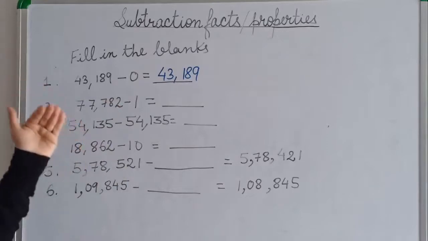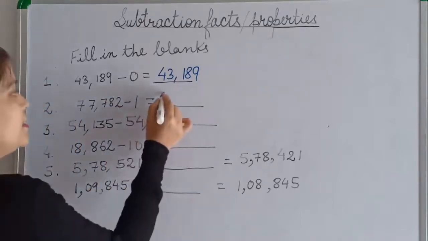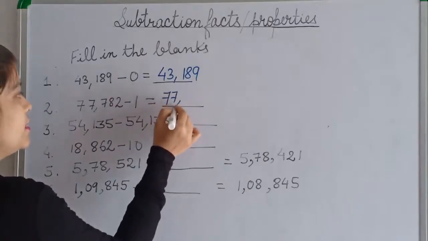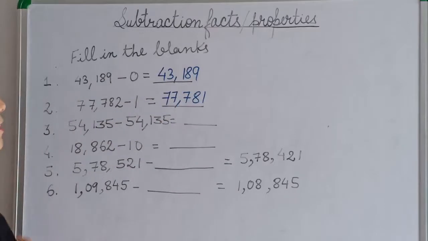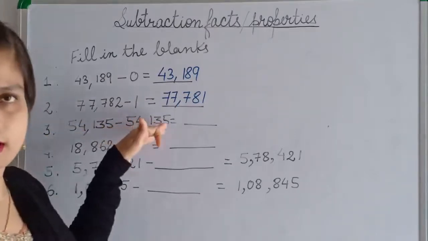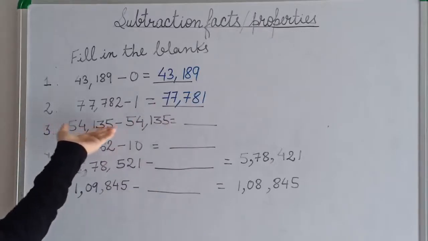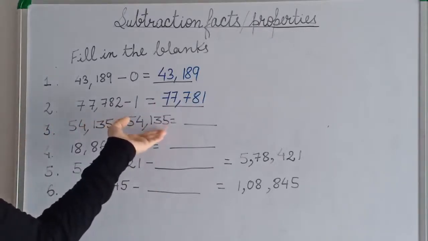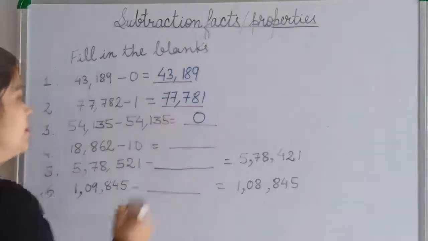Now in the second, when we subtract 1, we get the predecessor of that number, meaning the number that comes just before that number. So here we will get 77,781. Now here you can see that when we subtract a number by itself, we get 0. Here it is 54,135 and here is also 54,135. So we are subtracting the number by itself, so the answer will be 0.